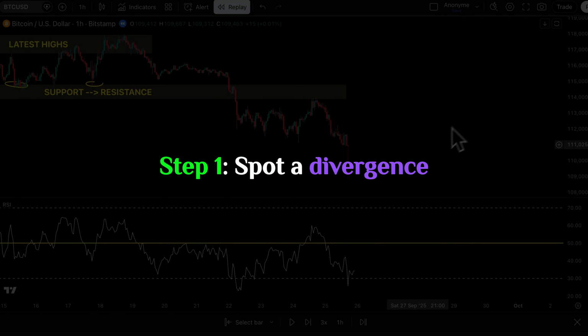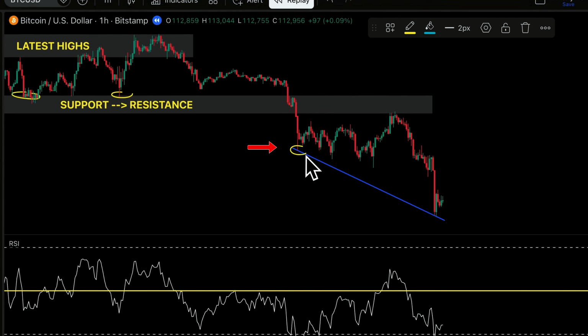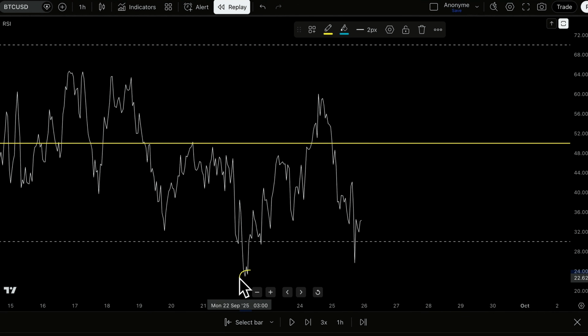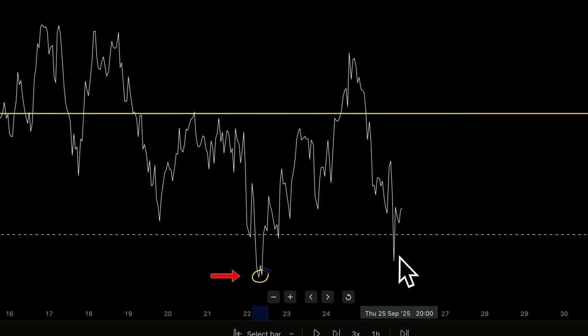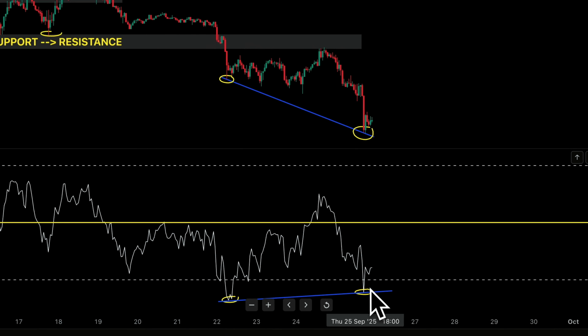So what exactly is a divergence? You see the market forming a first low point here, a second trough here, and you can see on the RSI that the first trough is here and the second trough is here. In other words, on your chart, your second trough is lower than the previous one. So it's a bearish market. The problem is that on the RSI, the second trough is higher than the previous one. You have a bullish trend line at the bottom and a bearish trend line on the chart at the top.